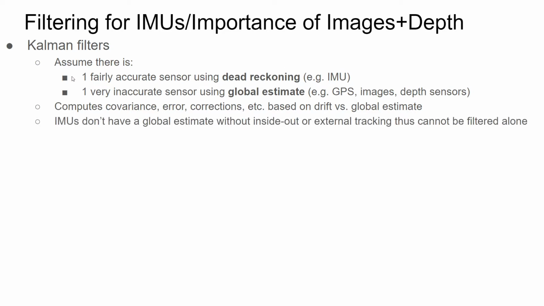But the problem is that IMUs don't have a global estimate if you're not using any kind of inside-out or external tracking method. So if you're not using cameras, if you're only relying on internal sensors, you only have deltas. You don't have a global estimate to use to correct the accumulation of error.